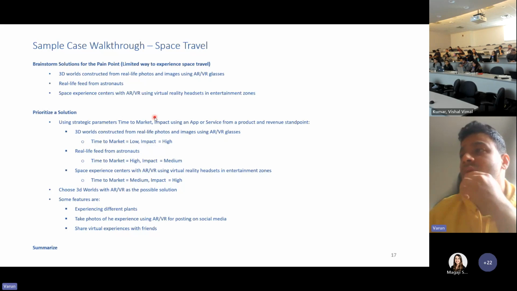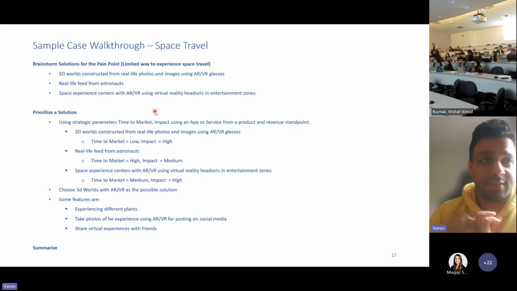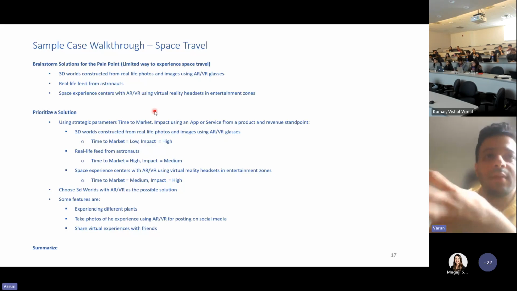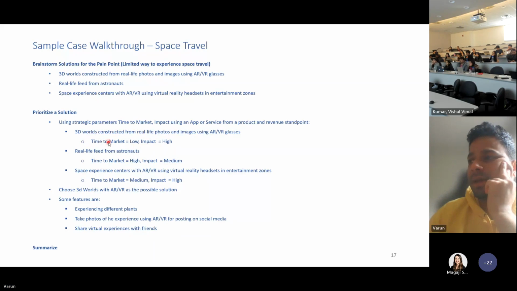And then I prioritize the solution, right? And the way I did it was time to market and impact again. I did not use a numeric scale, completely okay, because the context here was why even use a numeric scale, right? There's not a lot of products which actually help anybody experience space travel. So the qualitative aspect was okay in that case. And then again, evaluating the three solutions against different dimensions. Time to market, impact, time to market, impact, time to market, impact.